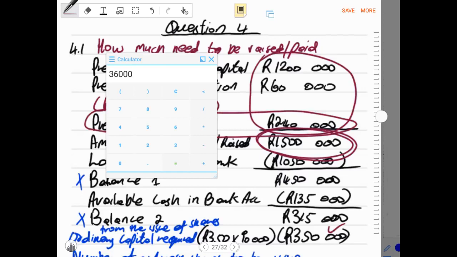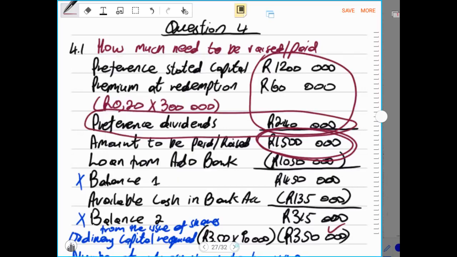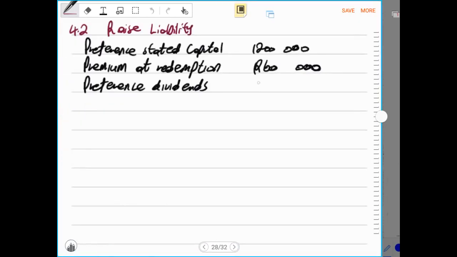So now it means our preference shareholders will receive dividends of 240,000 less 36,000. That means the amount of the preference dividends is 204,000. So that is why I will record 204,000 here immediately, so that my amounts are exclusive of the dividends tax. Then I record 204,000. This is my preference dividends.